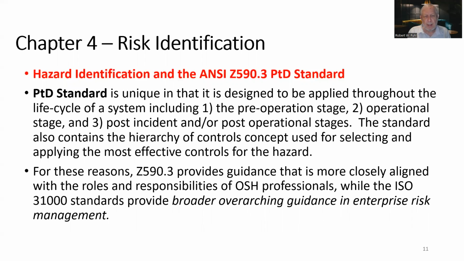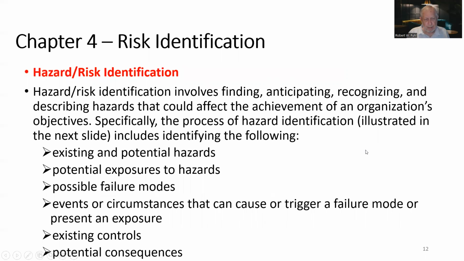The standard also contains the hierarchy of controls concept used for selecting and applying the most effective controls for the hazard. For these reasons, Z590.3 provides guidance that is more closely aligned with the roles and responsibilities of occupational safety and health professionals, because they result in negative impacts, most basically.